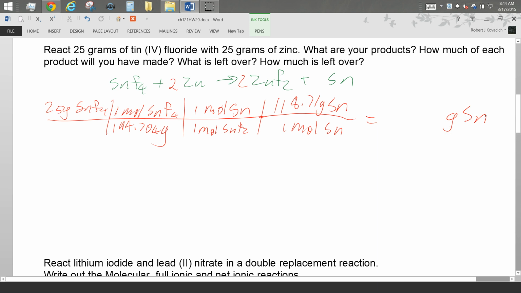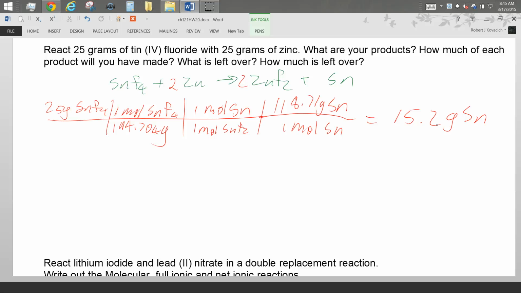So I've got 25 divided by the 194 times the 118. I get 15.2. Okay, so what did that calculation just do? It's how much tin you can make before you run out of the tin fluoride. When you run out of the 25 grams of tin 4-fluoride, you will have made 15.2 grams of tin.